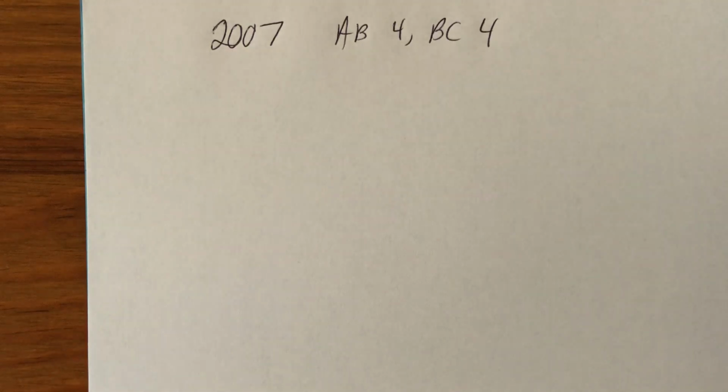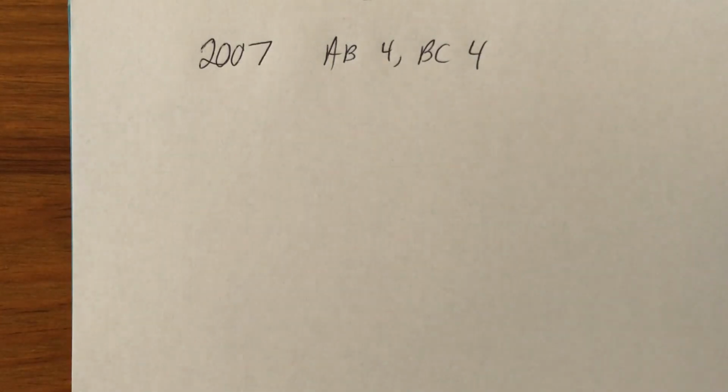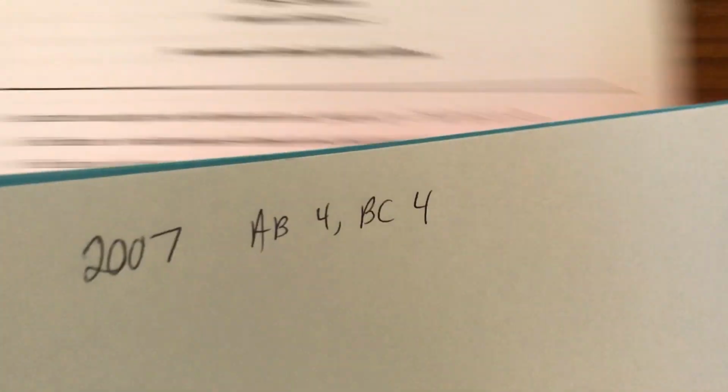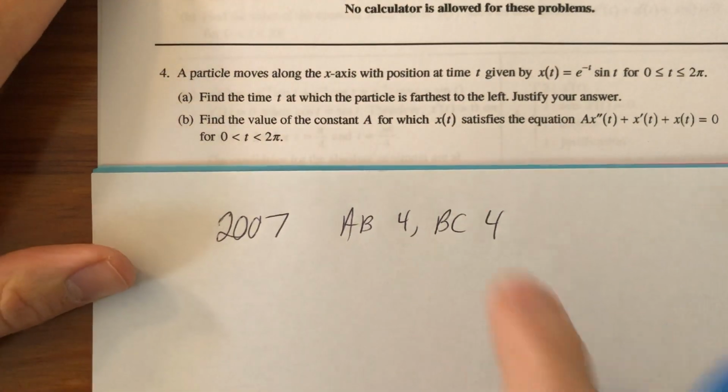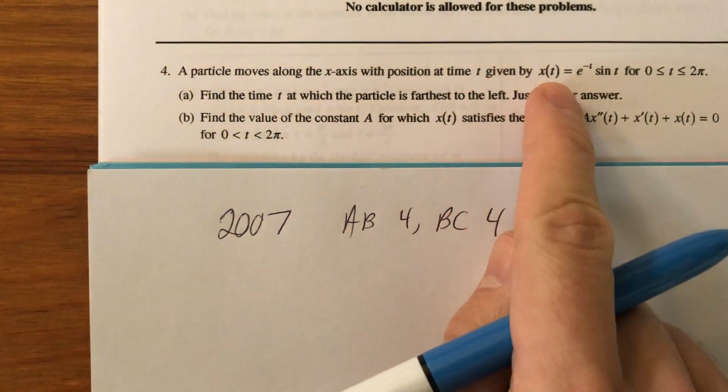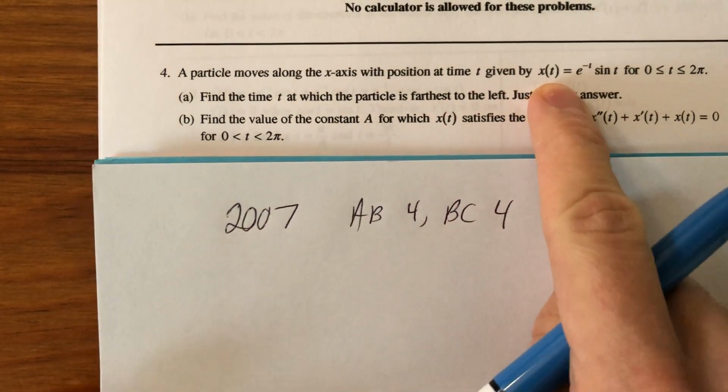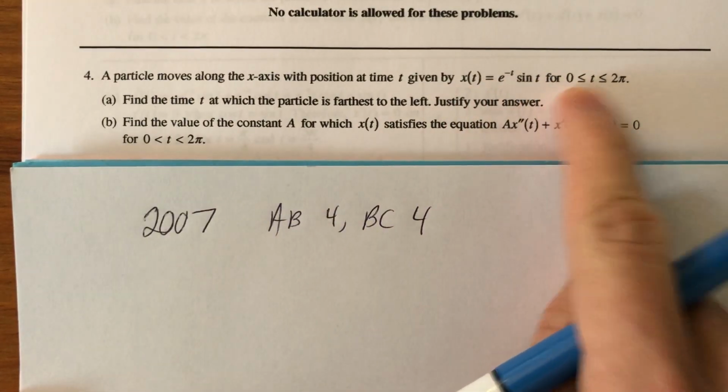Let's take a look at the 2007 free response for number 4 on AB and also BC. It is the same for both of them, and so here goes. A particle moves along the x-axis with position at time t given by that formula right there, that function, and this applies between 0 and 2 pi.